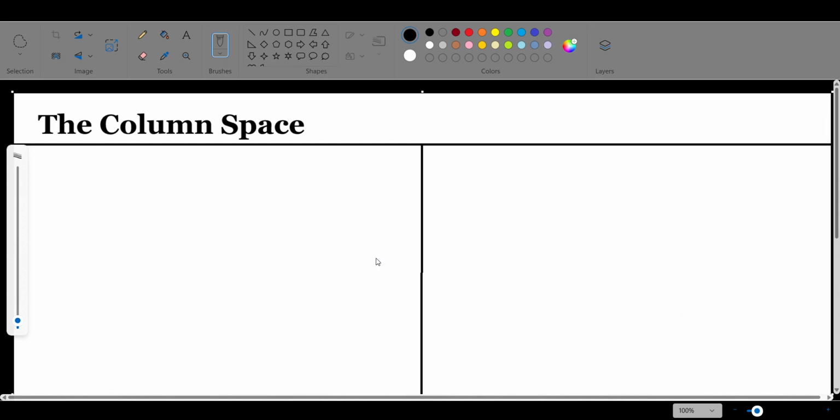Okay, so let's start. Now, to be able to understand this, let me say one thing first. The column space is a subspace. Now, you may ask, subspace of what? Is it a subspace of R3? Is it a subspace of Rn? Is it a subspace of a completely different vector space? Through the next few minutes, you'll understand what it is a subspace of.